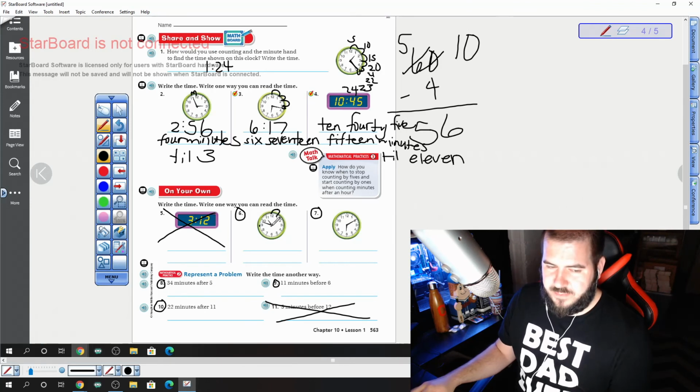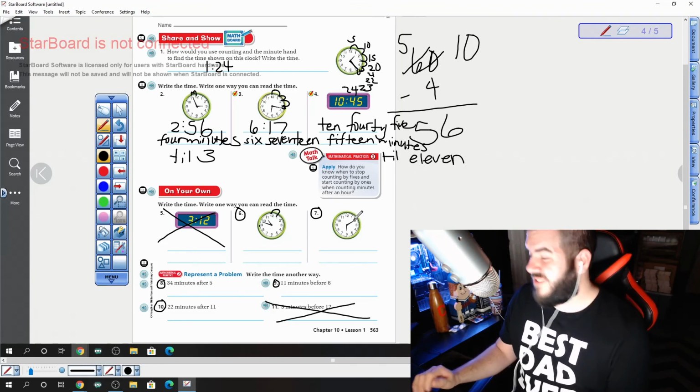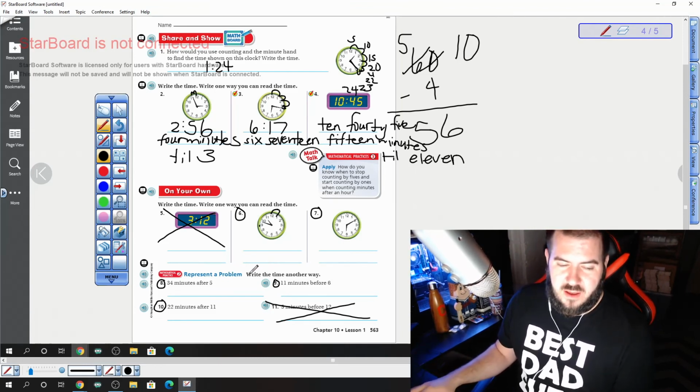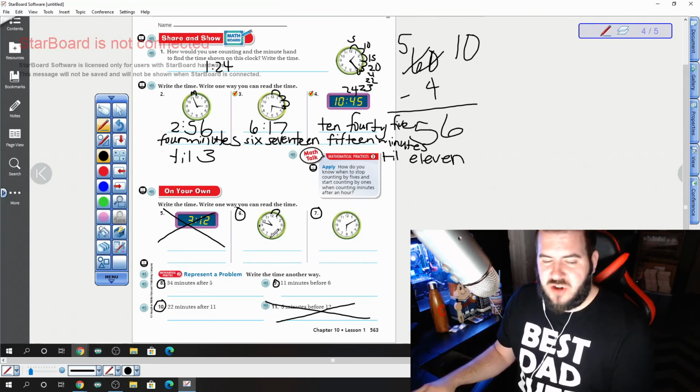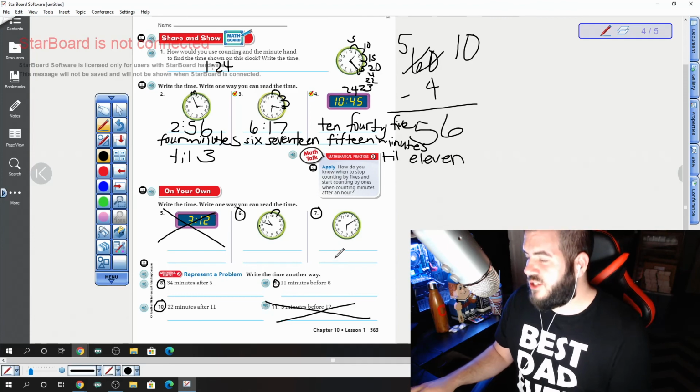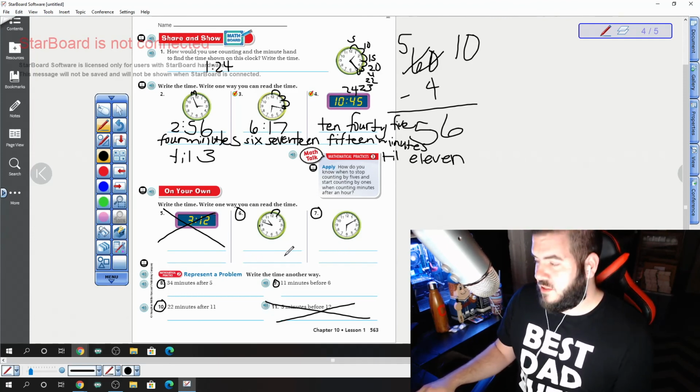Okay? For number 7, again, I would definitely suggest figuring out where the hour hand is first, writing that down, and then counting by fives until you get to the 2 here, and notice it's right on the 2, so you don't have to count by ones for this one. Okay? Please try to write the time in 2 ways. So I would write it with numbers, and then I would also appreciate if you would write it on the second line in words. Okay?